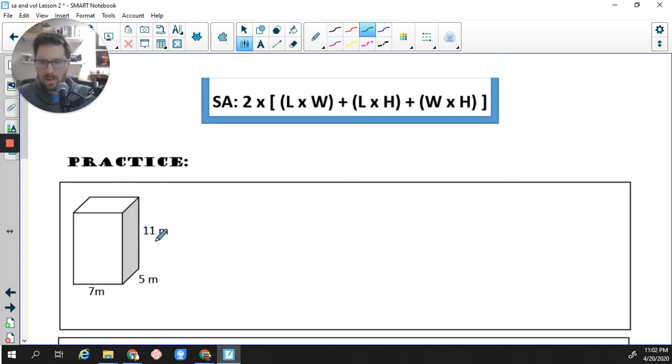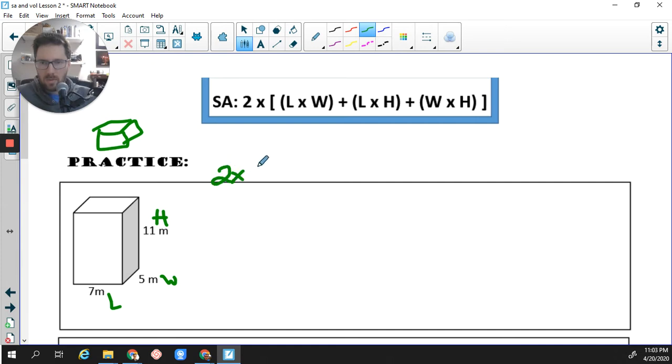Let's identify this. Now, it doesn't really matter which way you label it, because if you were to flip this sideways and instead of a vertical box, you had a horizontal box, you might label what was height as length, or what was width, or whatever. So we just got to figure it out and label it something. So I'm going to make this one, since it seems the tallest, the height. I'm going to call this the length, and I'm going to call this the width. Okay, so let's put this in here.